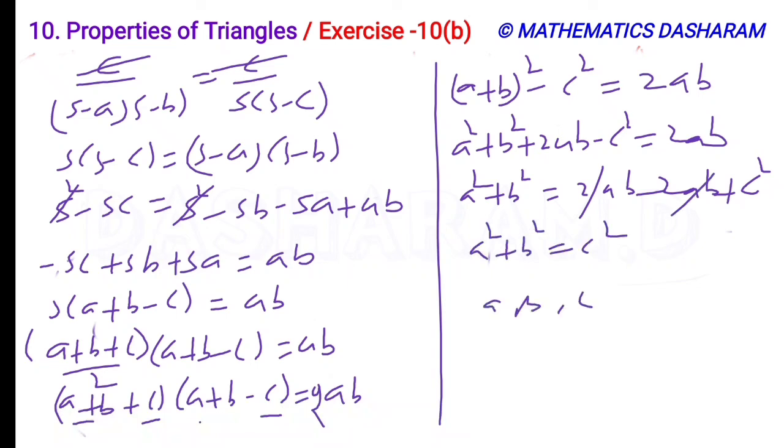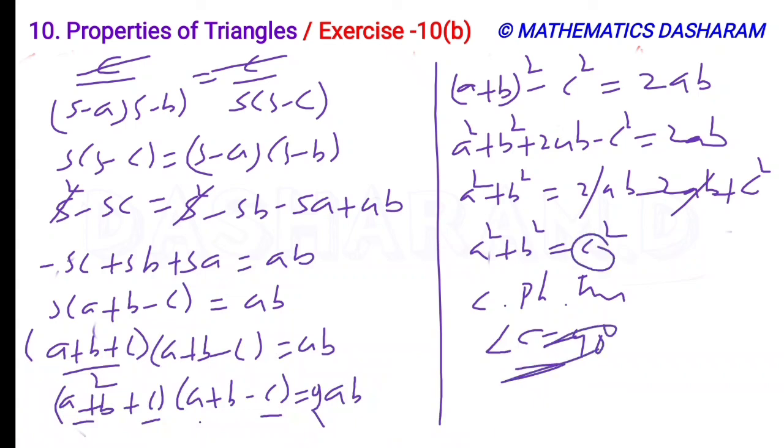Here a, b, c are the sides of a triangle. So it is very clear: the square of one side of the triangle equals the sum of the squares of the other two sides. Then as per the converse of the Pythagoras theorem, we can say the triangle is a right angle triangle, and the right angle will be angle C, so angle C equals 90 degrees. Because here c is the hypotenuse, so the angle opposite the hypotenuse is 90 degrees.